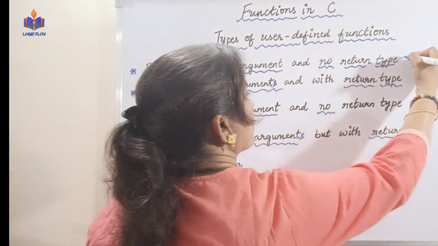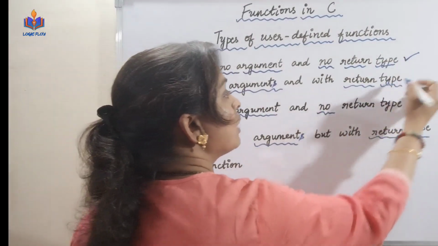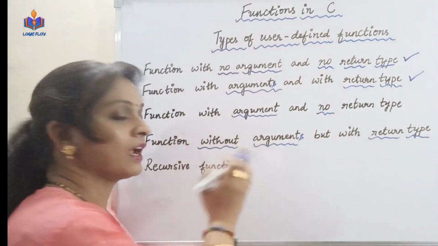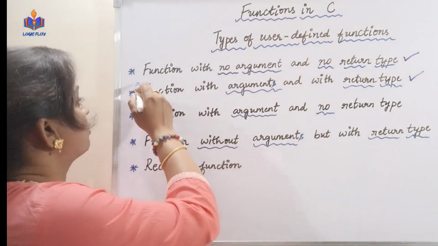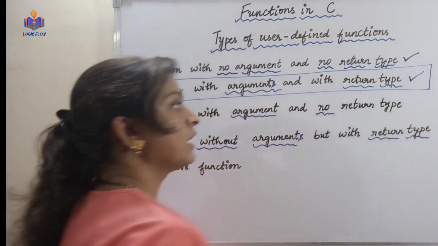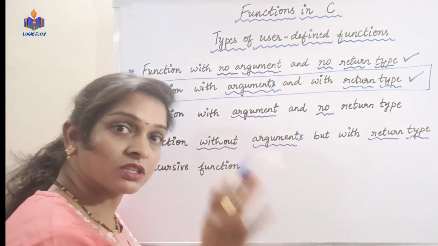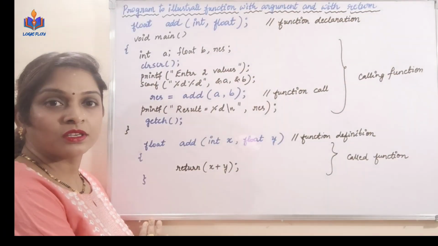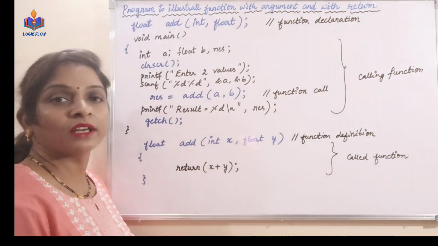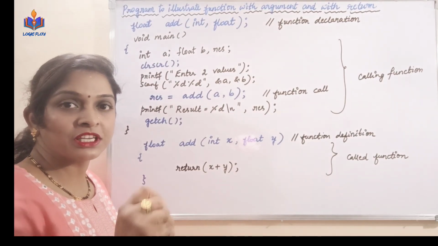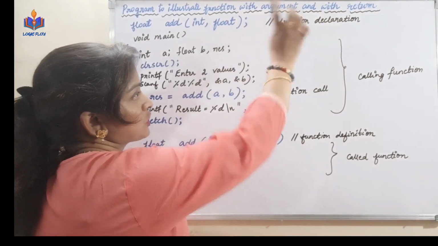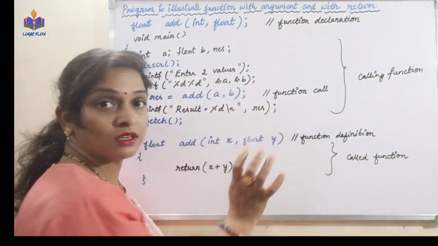The first type we have already discussed. In today's video, we are going to discuss the second type. In the coming videos, we will discuss the third, fourth and fifth. So let us talk about the second type, function with argument and with return type, taking input and returning some value. Here is our complete program, a very simple program to perform the addition of 2 numbers using a user-defined function. You have 3 parts of the function: function declaration, function call and function definition.